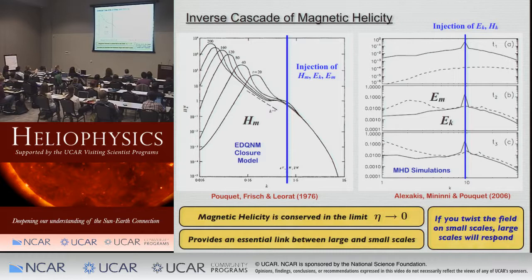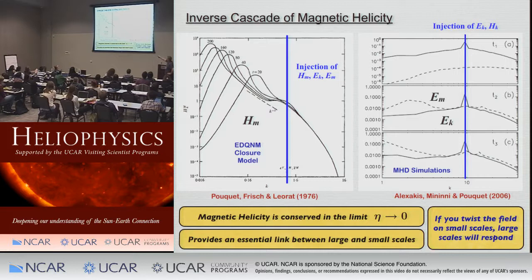The first demonstration of that was a classic paper in the 70s by Pouquet. This came from a turbulence model that includes both kinetic helicity and Lorentz force back reaction onto the motions. This is helicity as a function of wave number. You twist on small scales, and as time goes on, helicity cascades up to larger and larger scales. Large K is small scales, small K is large scales. So by twisting it on small scales, it goes up and up.